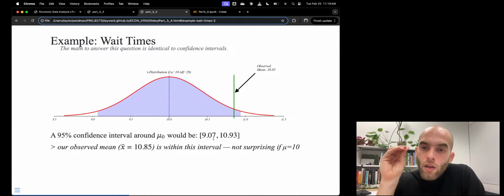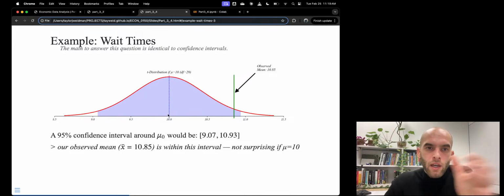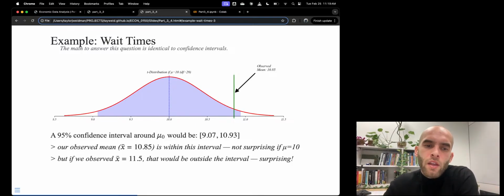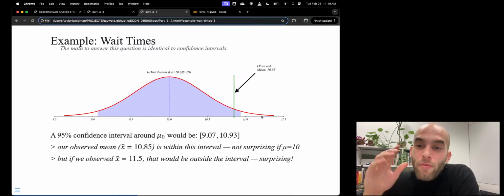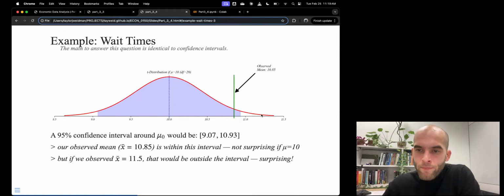And the reason is that our observed mean falls within our 95% confidence interval. So this is essentially the same math as what we've done to construct confidence intervals. We just flipped the logic. If we instead observed 11.5, which would be out here, that is outside the interval. So if we needed a level of confidence at 95, 11.5 would fall outside of that confidence interval. So in some sense, that would be more surprising.